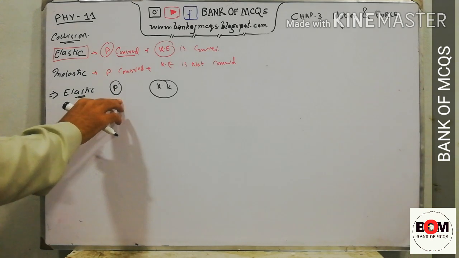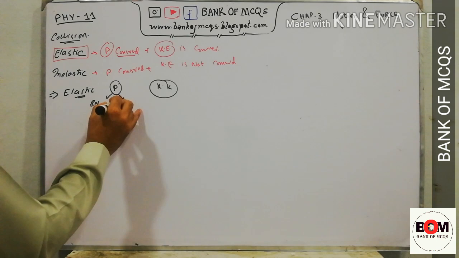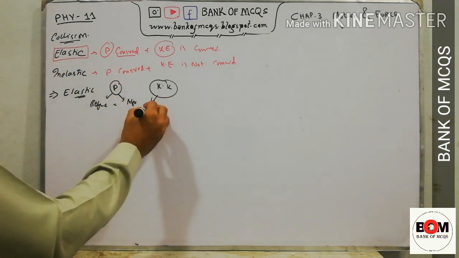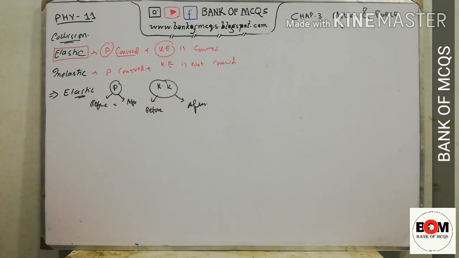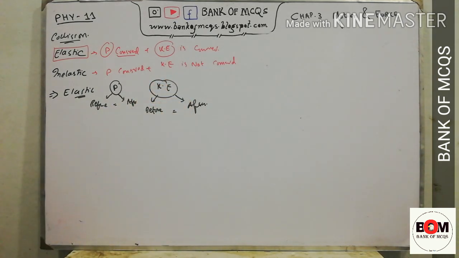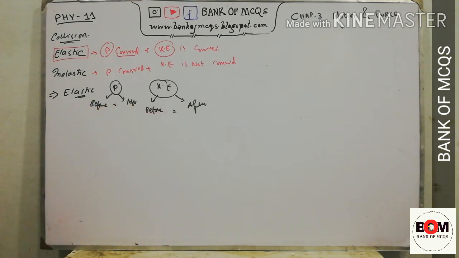It means that momentum before collision is equal to momentum after collision, and according to kinetic energy conservation, the total kinetic energy before collision and after collision is constant. It means that these both are equal. So by the combination of these, we will derive another equation. Let's derive the equation for elastic collision.